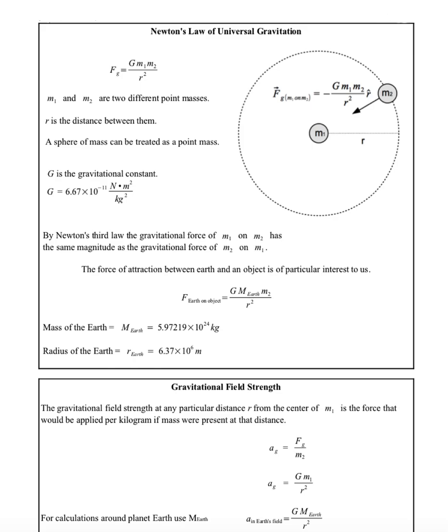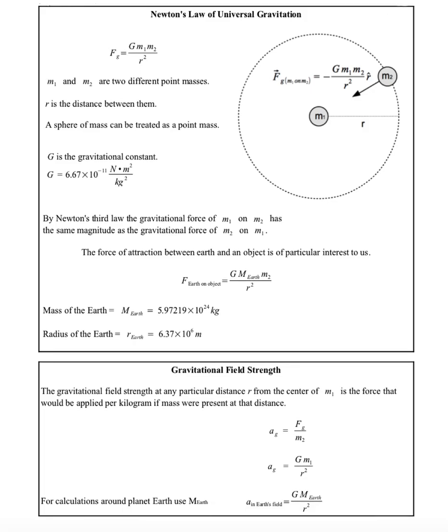Now there's a subtle difference between a force and a field. And we've actually been using a field strength all along in our calculations. The gravitational field strength at any particular distance r from the center of a mass m1 is the force that would be applied per kilogram if any mass were present at that distance.